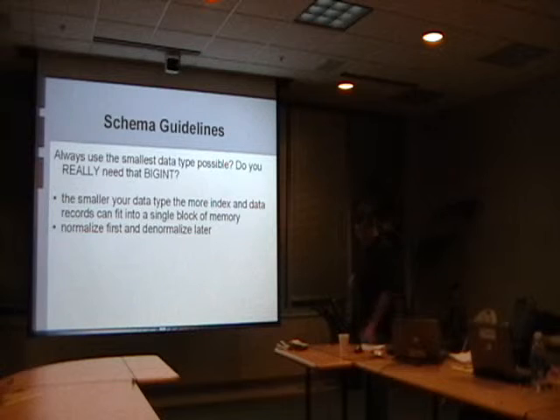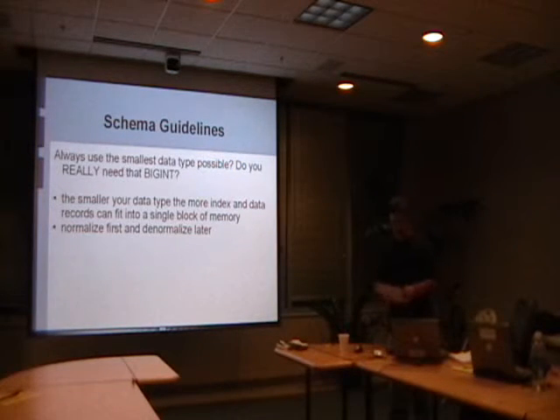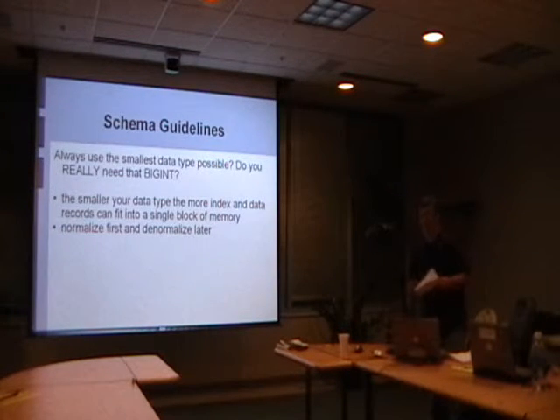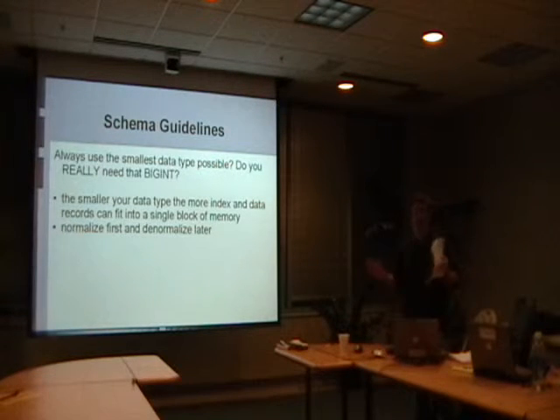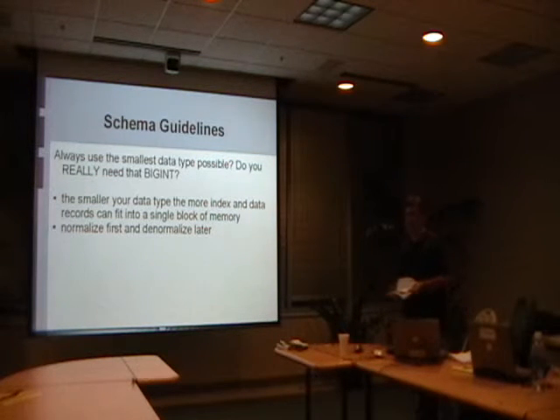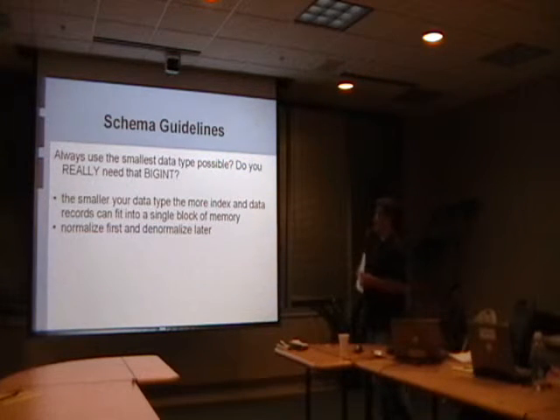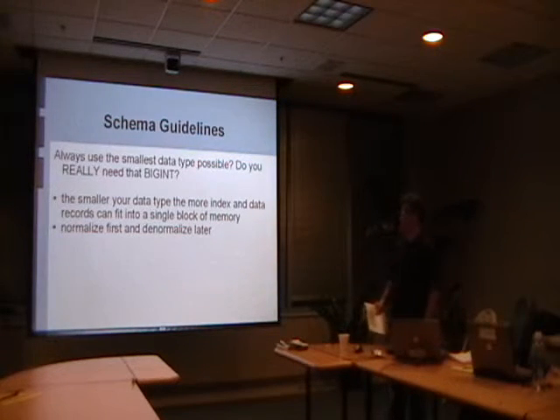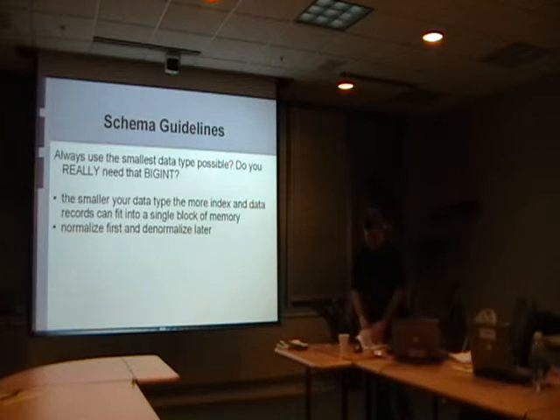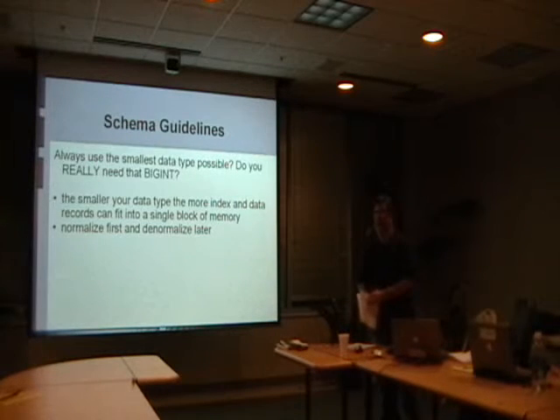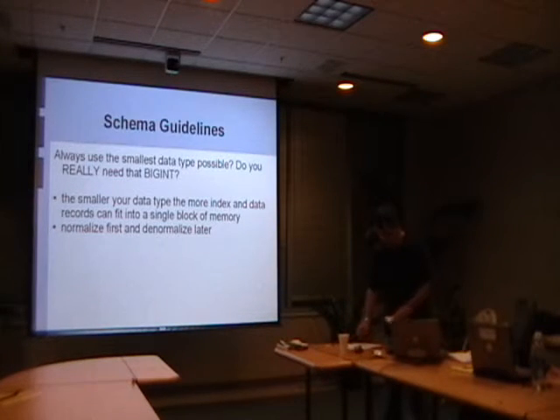Schema guidelines. Real briefly, I probably wrestle with this with my developers more than anything else. As you're developing code, it's real easy just to kind of make something big. If it doesn't need to be, don't. That stuff takes up space and makes your stuff run longer, basically. All right? The smaller your data type, the more index and data records can fit into a single block of memory, and the faster it ends up being. Okay? The other thing I want to point out, I don't want to get into this whole debate, but normalize your data first and then denormalize it later. All right? Don't do that backwards, shall we say.